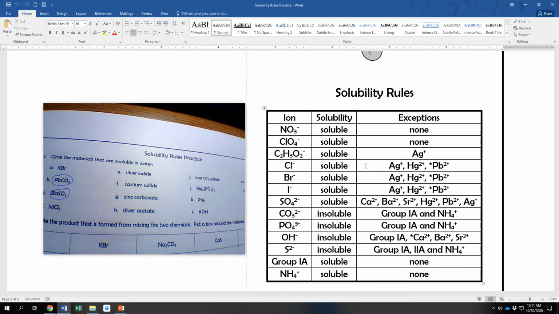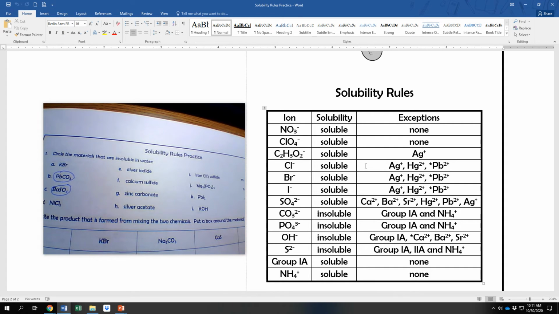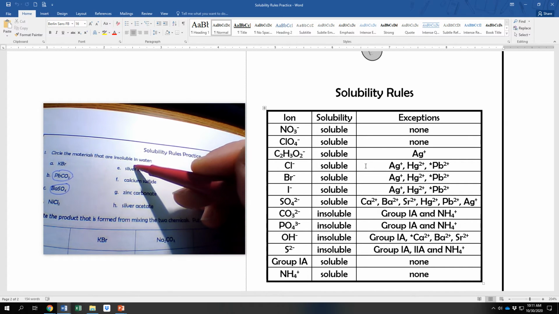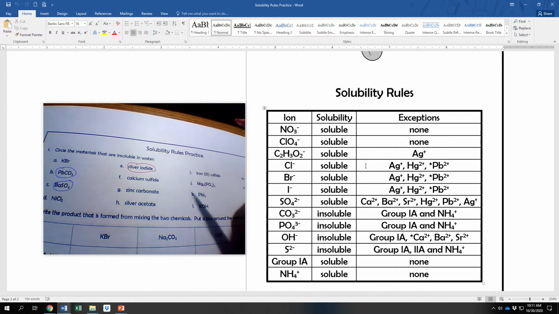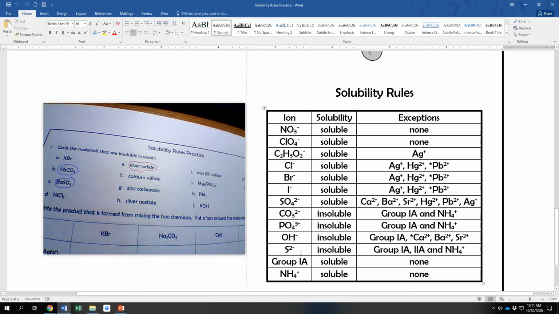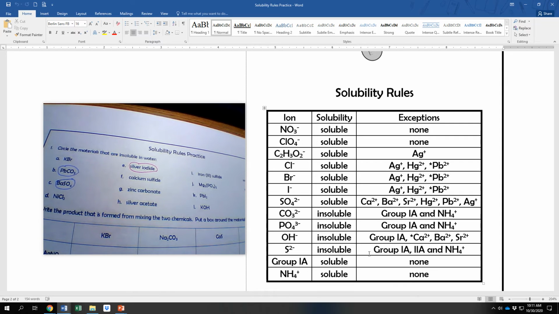Okay, next, letter E, silver iodide. So we find where iodine is, and it says soluble, except silver, mercury, and lead. So this would be insoluble. Next, calcium sulfide. Well, sulfur says insoluble, except group 1, group 2, and ammonia. Well, calcium happens to be in group 2, so this is going to dissolve.